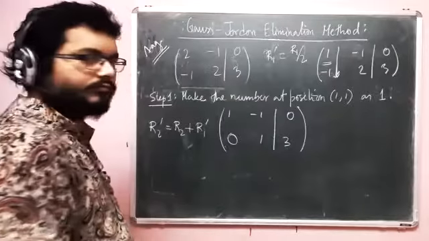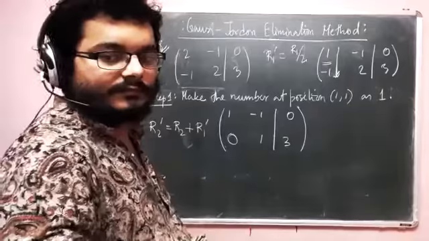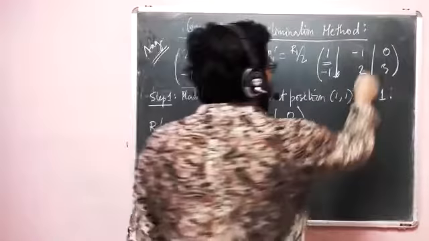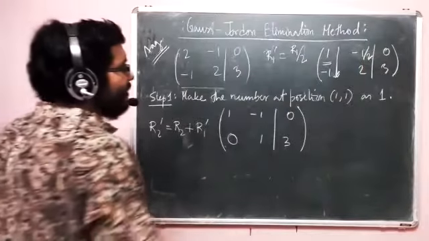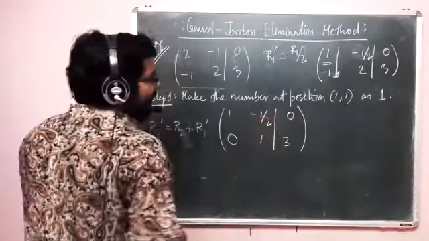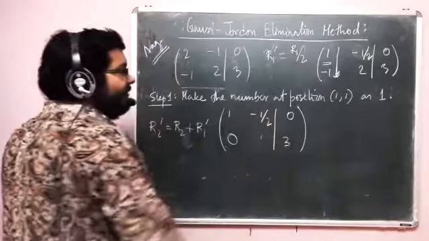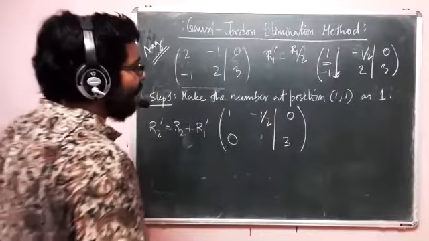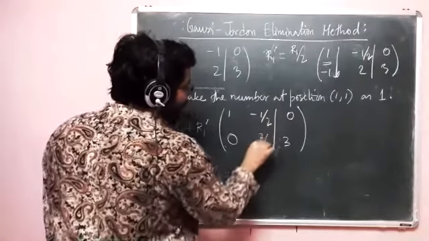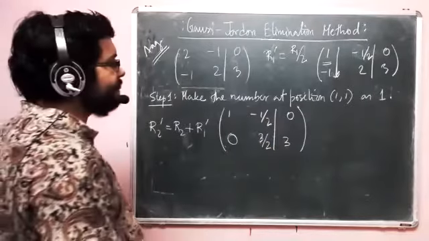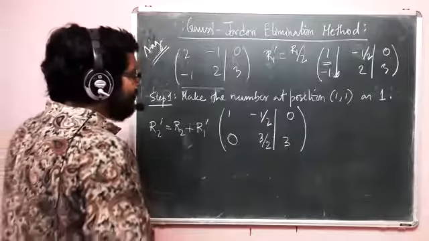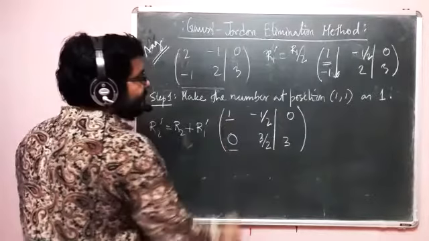So I made a mistake here, it will be half. Sorry. Here also it will be half. And this one, it will be 3 by 2. Okay. So I have 1 here, I have 0 here.